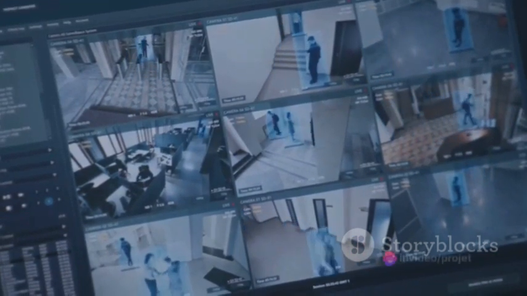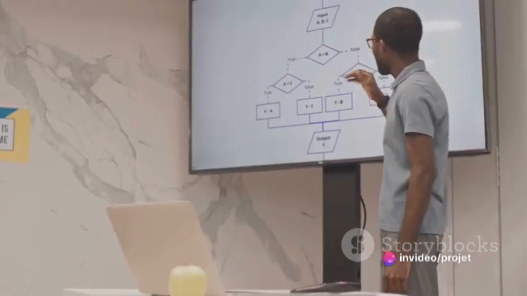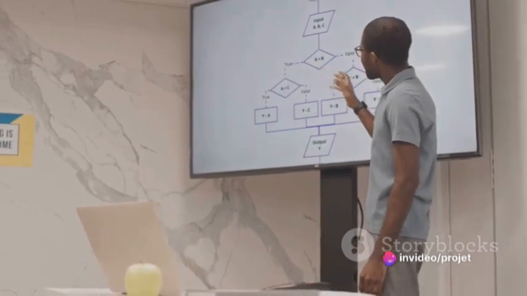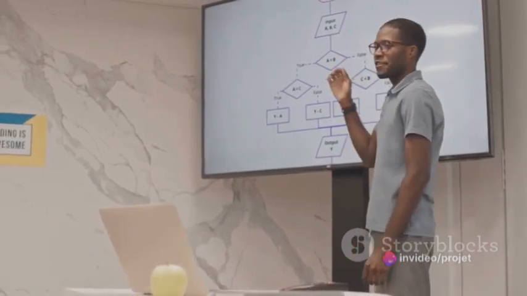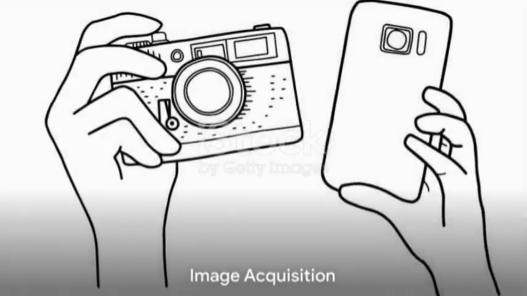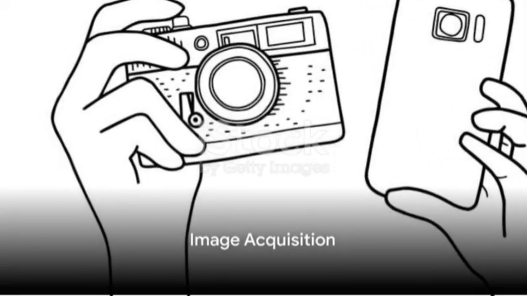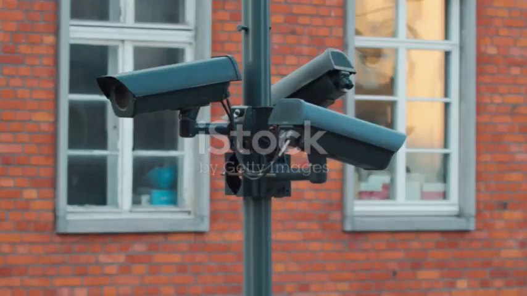But don't be fooled, this process is far from simple. It involves a series of complex steps that computers must undertake to accurately identify these objects. The first step in object detection involves image acquisition. This is where the system captures an image or a series of images for analysis. The image can be a static photo or a frame from a video feed.